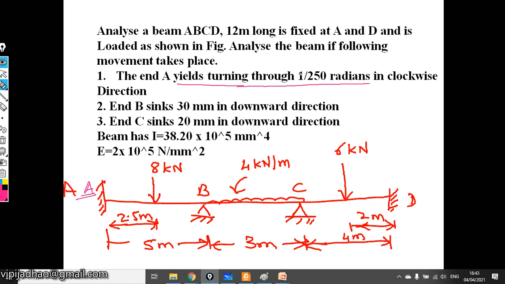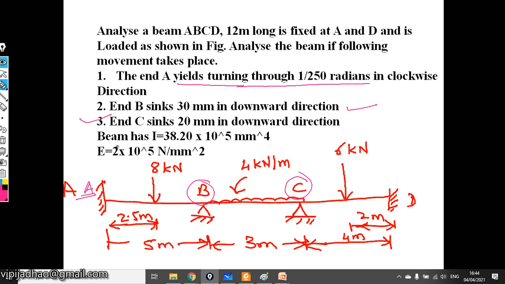The slope has a magnitude of 1 by 250 radians. Then support B, you can see here, sinks by 30 mm in the downward direction, whereas support C sinks by 20 mm in the downward direction.